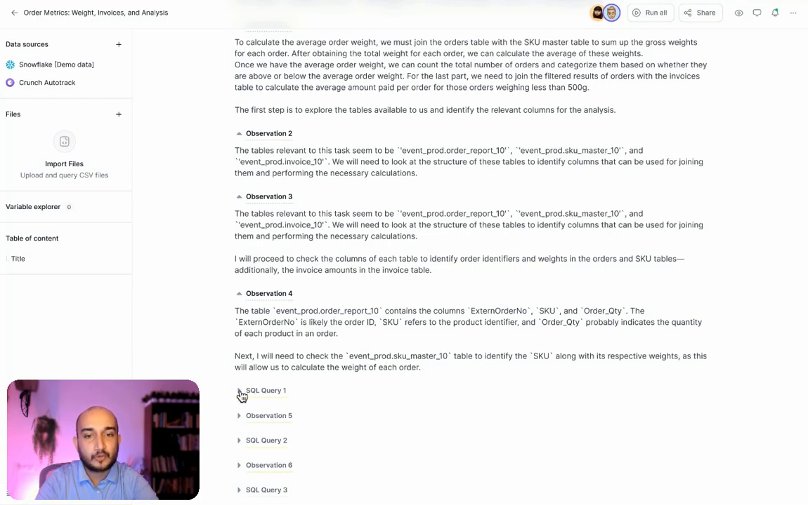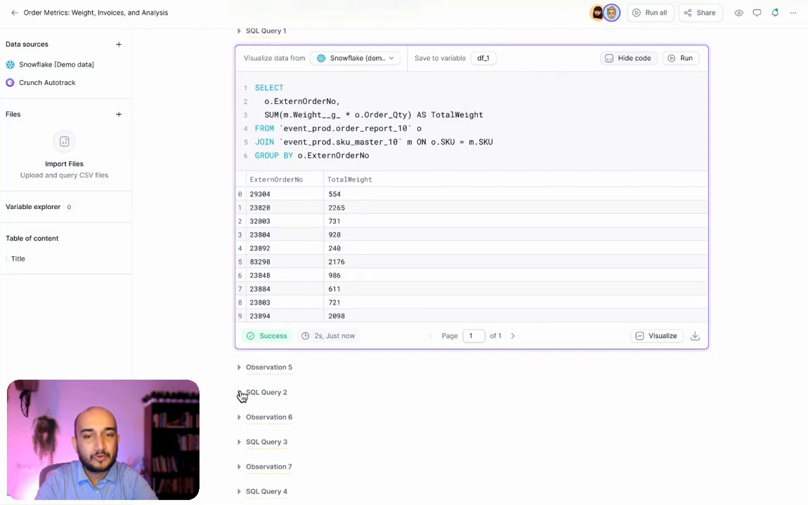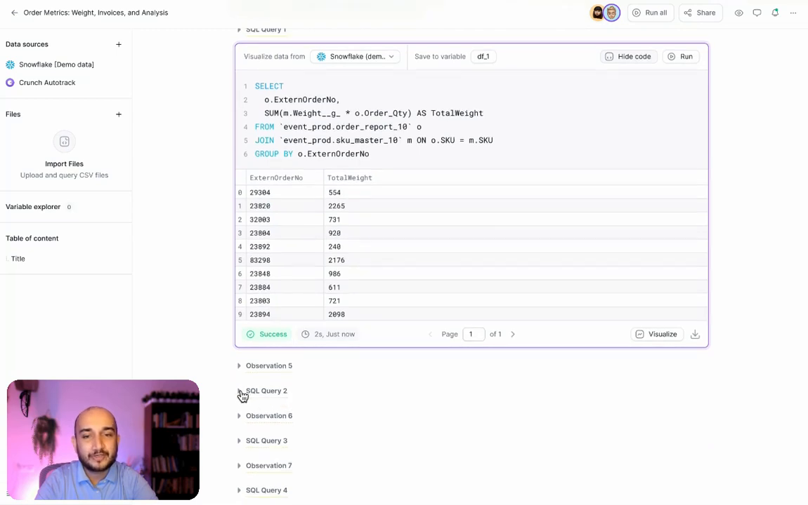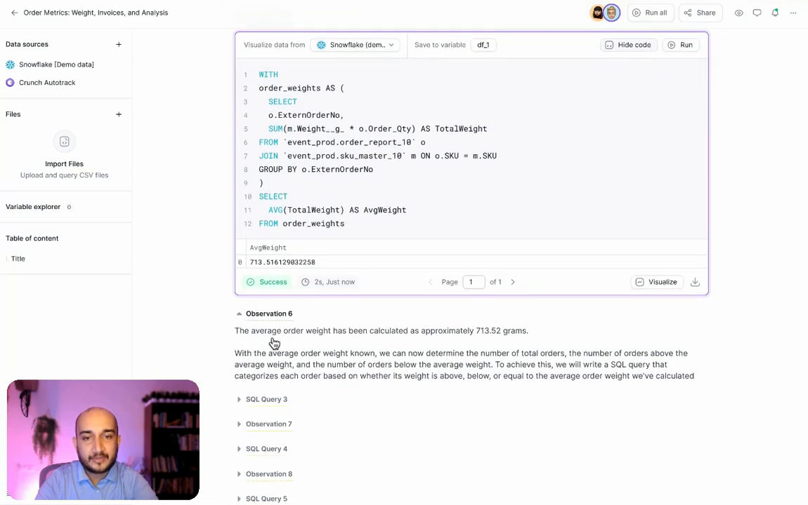Like so, now it writes a query and it keeps going on and on, right? These queries are 100% editable. We don't necessarily have to look at all the observations. We can just skip a few. But essentially what's happening is now it's saying that, hey, the average order weight has been calculated as approximately 713.52 grams. With average order weight known, we can now determine the number of total orders.